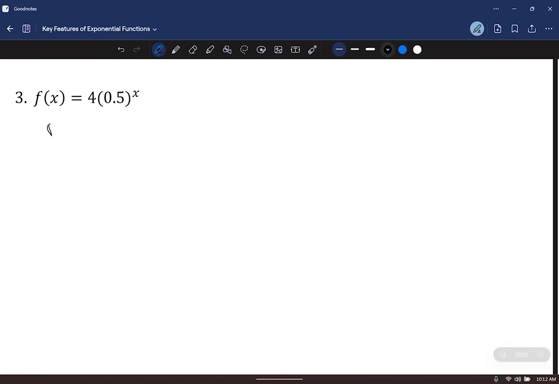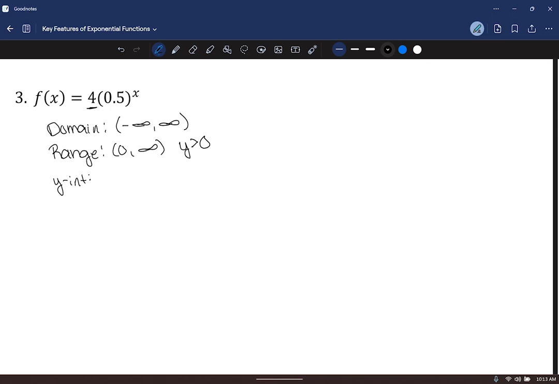All right, so let's talk domain and range. So for the domain, we are still negative infinity to positive infinity, all real numbers. Range, we did not shift this up at all, so we are still 0 to infinity, or y has to be greater than 0. All right, y-intercept, I'm going to look at that number that's in the front. My y-intercept is 4. My asymptote is still at 0 because I didn't shift this up, so y equals 0.